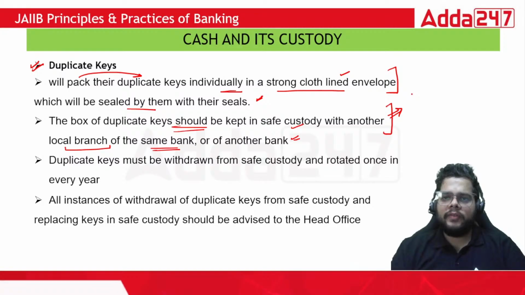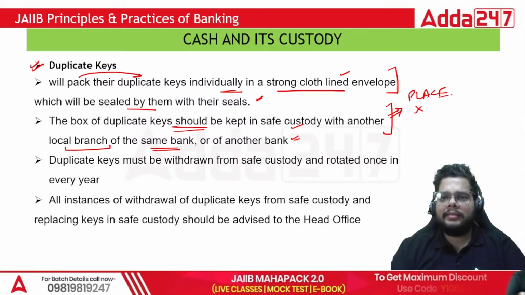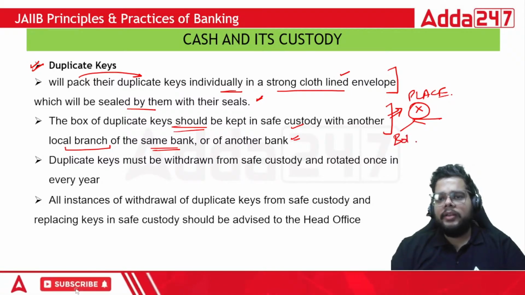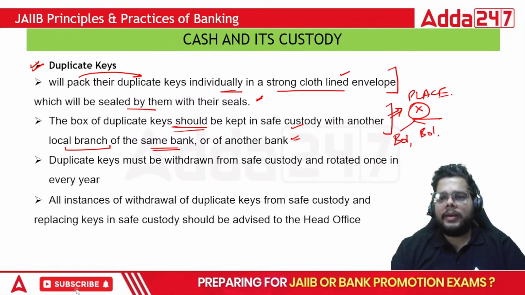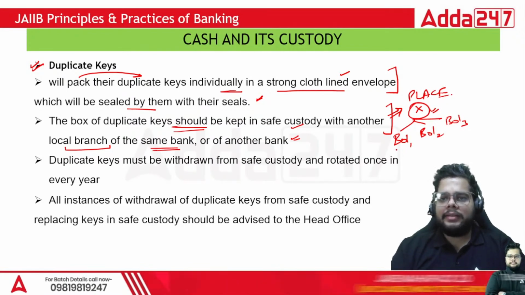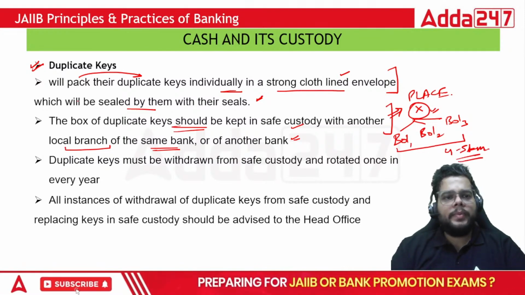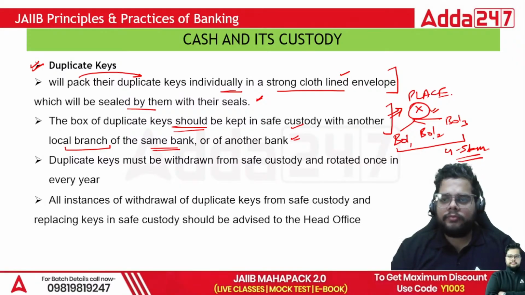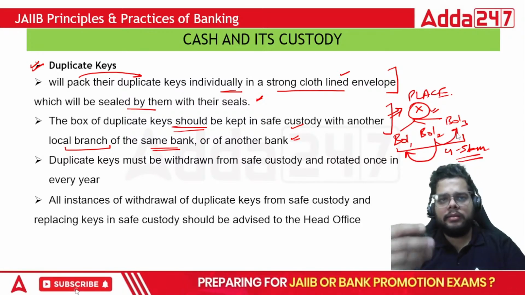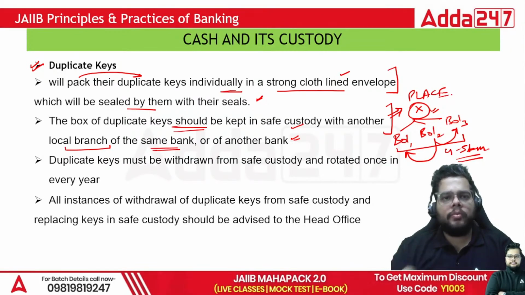Say place X is there where you have three branches of, let's suppose, Bank of India. So Bank of India branch 1, branch 2, branch 3 at the same place, at a distance of, you can say, 4 to 5 kilometers hardly. So what you can do, the duplicate key of branch 2 of Bank of India can be held by branch 1, or branch 3, and systematically for branch 3 it will be held with branch 2 or branch 1, like that.